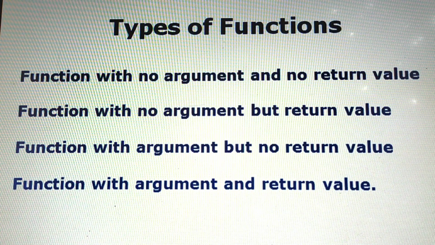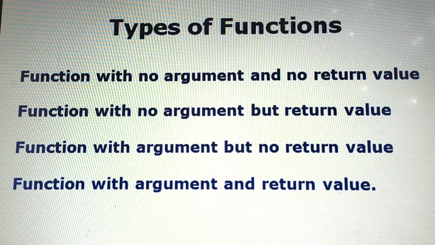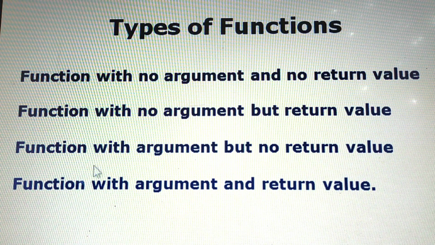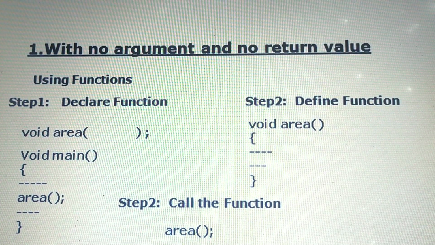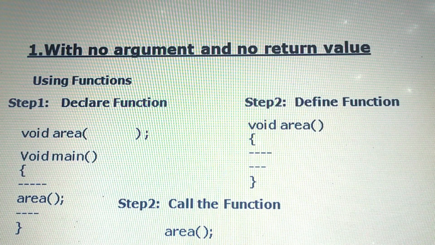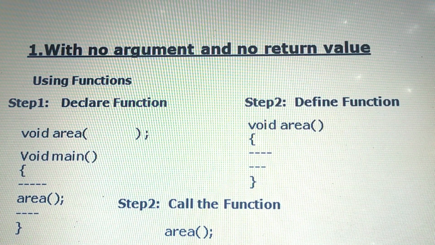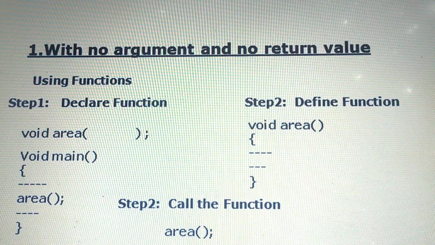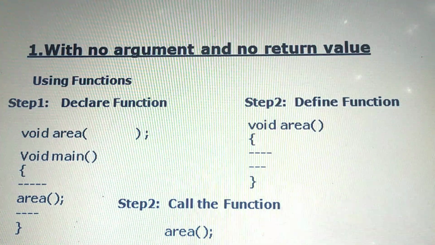In this video, I am going to discuss them one by one with proper programming examples. First, we will discuss the first category of functions: with no argument and no return value. For a function, we have to write how to declare it, how to define it, and how to call it. Let us see the syntax. First, how to declare the function.